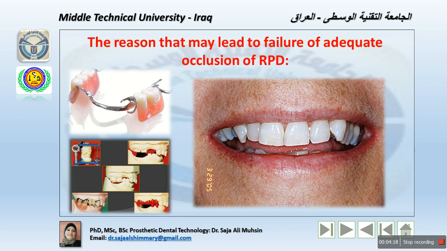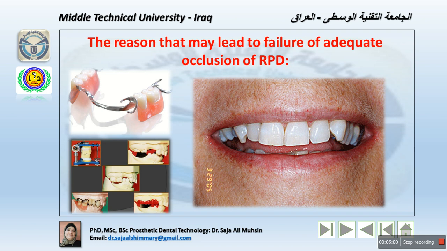As for the reasons that may lead to failure of adequate occlusion of removable partial denture, we have probably the lack of support for the denture base. So if the denture base of the removable partial denture lacks support, this will affect the adequate occlusion. We will have a disocclusion related to this. So all the denture base borders should be perfectly seated on their sulcus, away from the movable tissue, like in the lower denture, when the flanges are away or cannot be affected by the raising of the floor of the mouth.